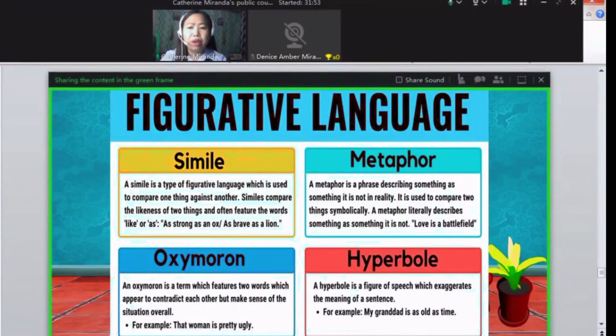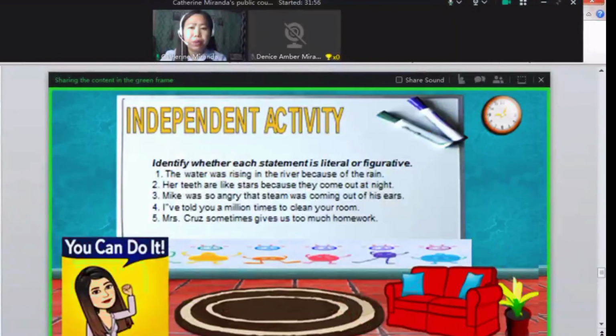Okay, now here I have a very short activity for you. So let's try this one. It's an independent activity. Now what we're going to do is to identify whether each statement is literal or figurative. First sentence is, the water was rising in the river because of the rain. What do you think? Is this statement a literal or figurative statement? Exactly. Number 1 is a literal statement. It makes use of a literal language.